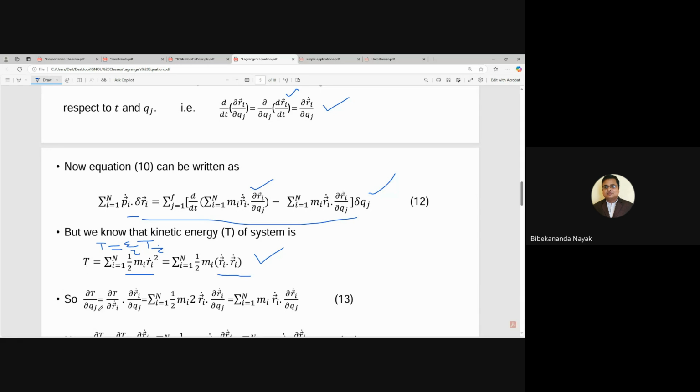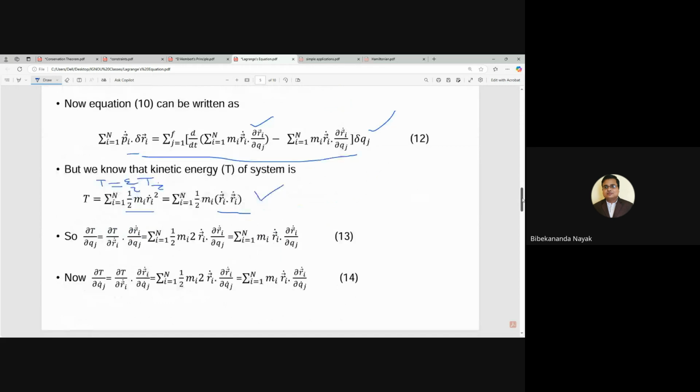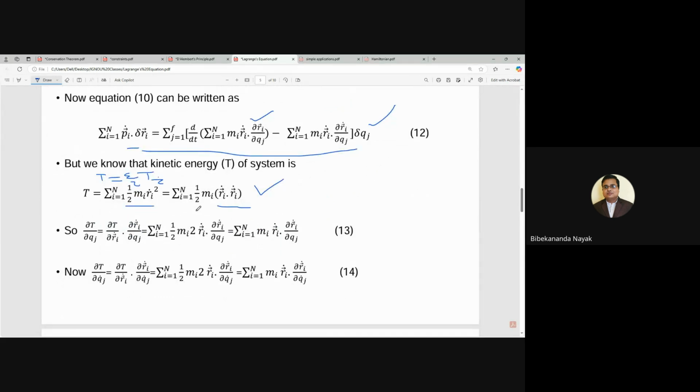So ∂T/∂Qj can be written, using the chain rule, as ∂T/∂Ṙi times ∂Ṙi/∂Qj. T is this much. Now take the derivative with respect to Qj. Since it is a function of Ṙi, we use the chain rule: ∂T/∂Ṙi times ∂Ṙi/∂Qj. ∂T/∂Ṙi is equal to 2 mi Ṙi, the 2 cancels. The second term remains the same, ∂Ṙi/∂Qj. So it is mi Ṙi ∂Ṙi/∂Qj.